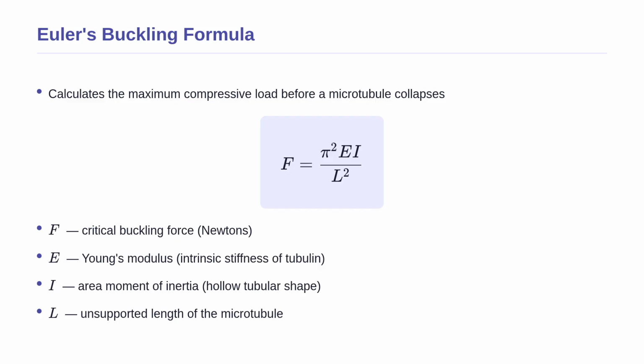E represents Young's modulus, which is the intrinsic stiffness of the tubulin protein. I is the area moment of inertia, accounting for the hollow tubular shape. Finally, L is the length of the microtubule. Notice that because length is squared in the denominator, a microtubule's strength drops drastically as it gets longer.